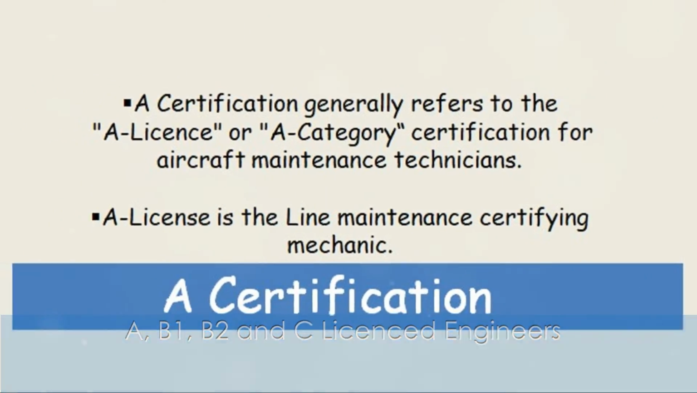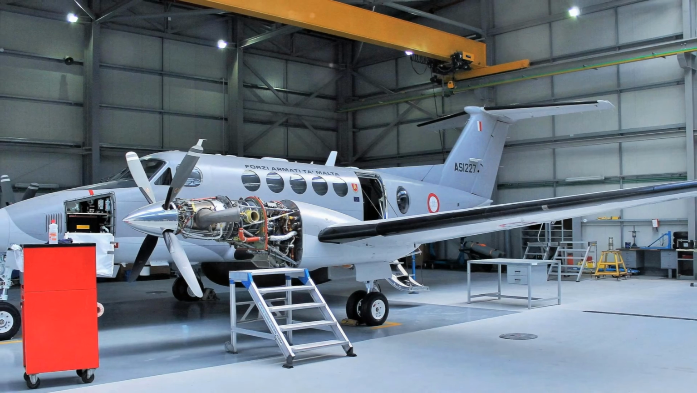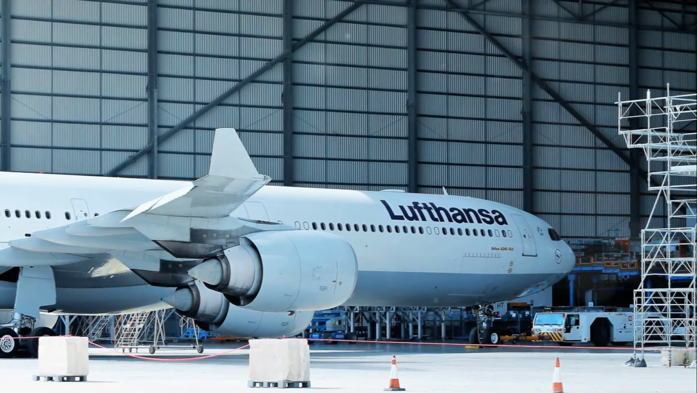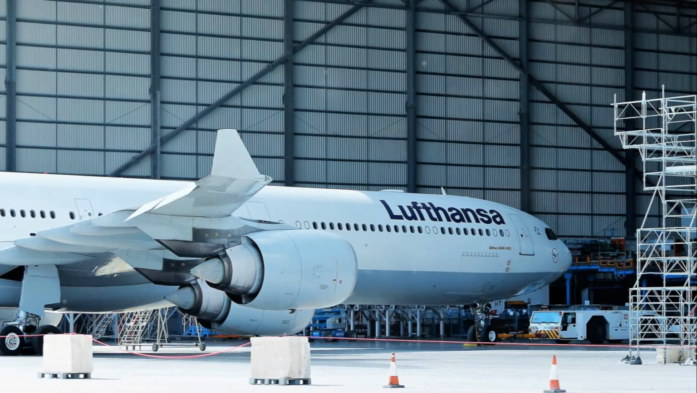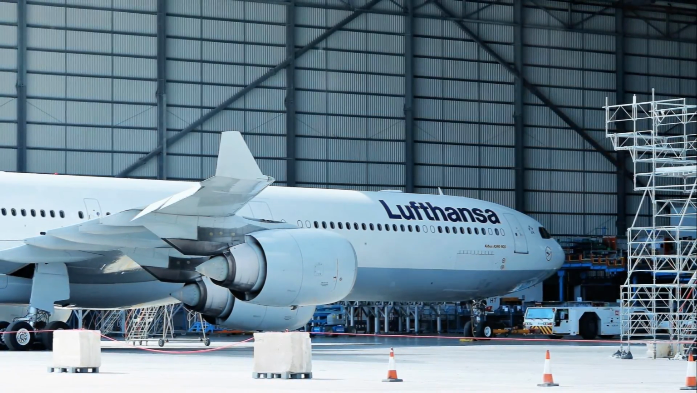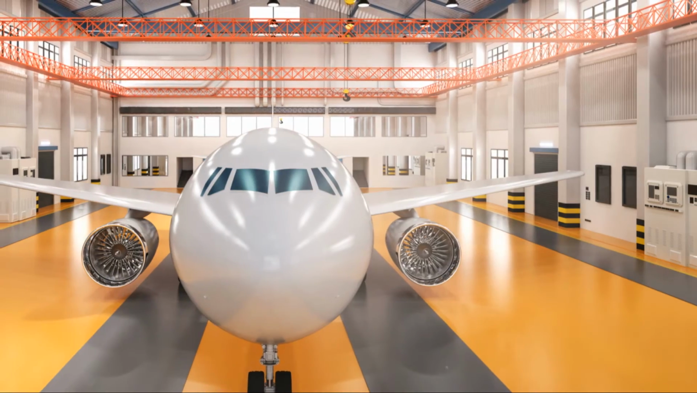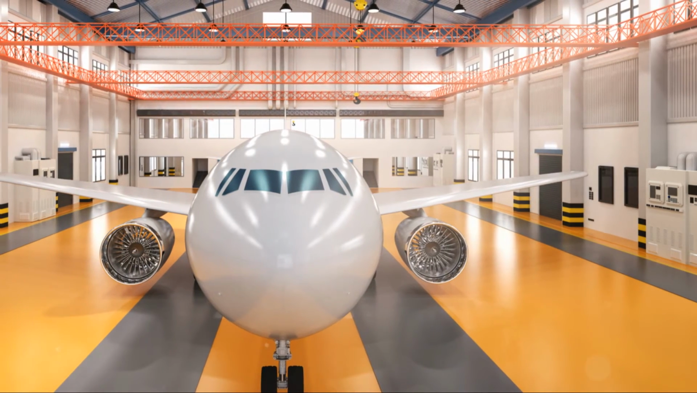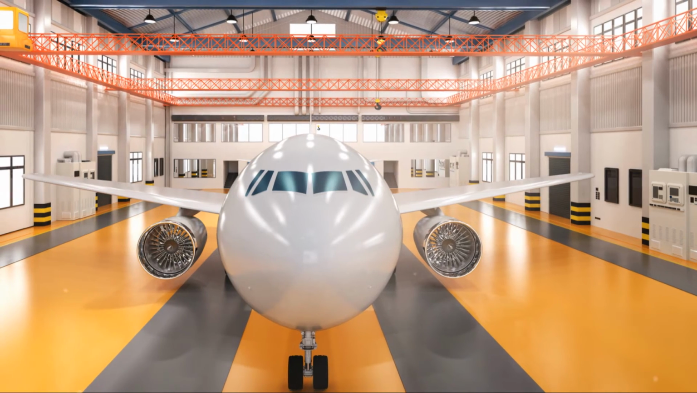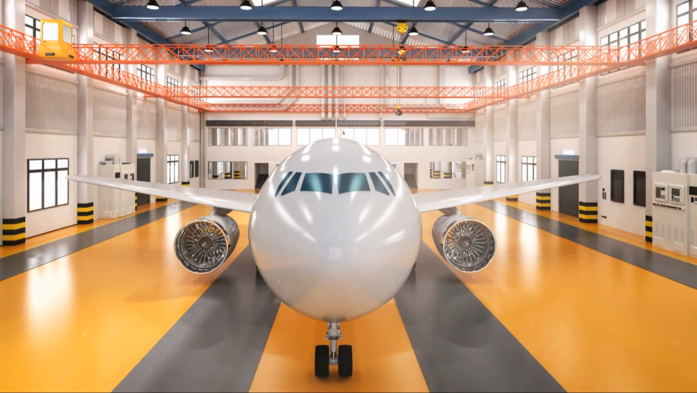And there you have it. A, B, and C certifications demystified. These certifications ensure that aircraft maintenance is carried out by qualified individuals, ensuring the safety and reliability of the aircraft. EASA's structured approach to aircraft maintenance licensing ensures that only qualified and competent individuals are authorized to certify various maintenance tasks. Each category of license builds upon the previous one, with increasing levels of responsibility and expertise required. This ensures that aircraft are maintained to the highest standards of safety and reliability.